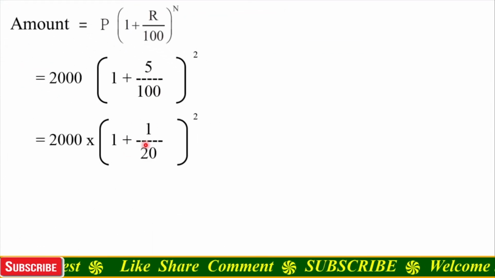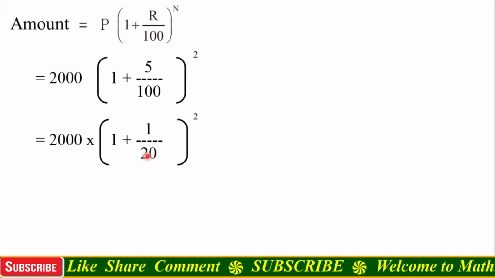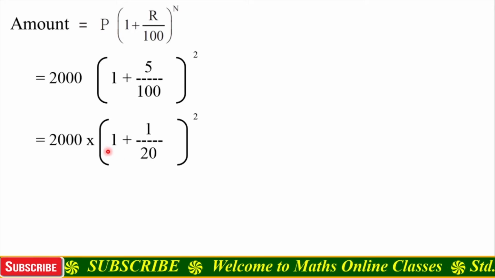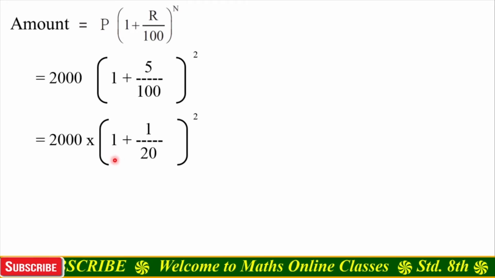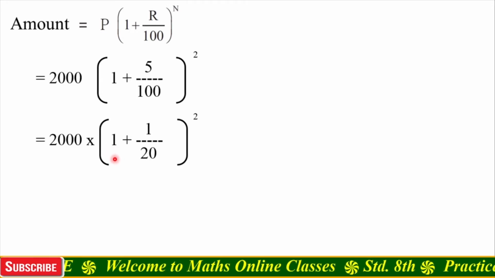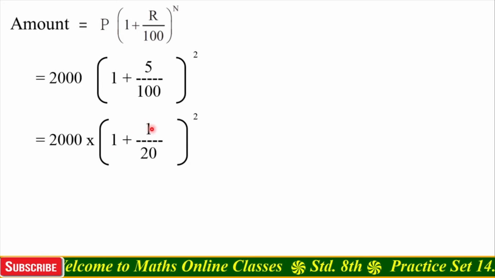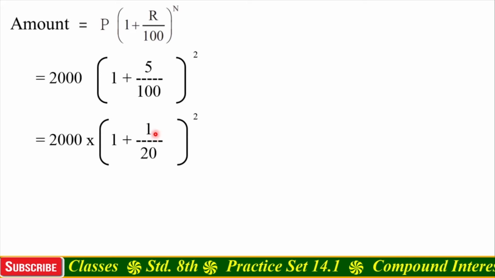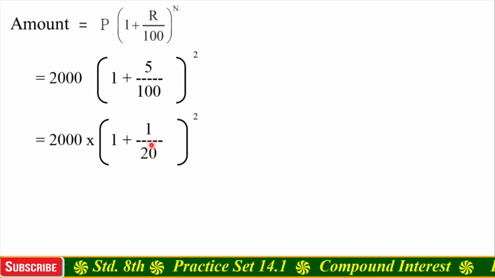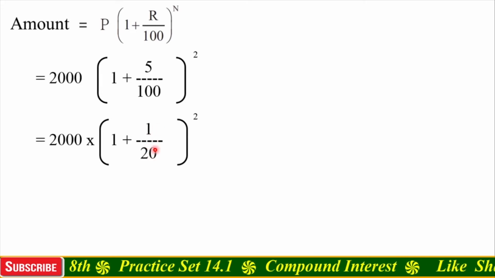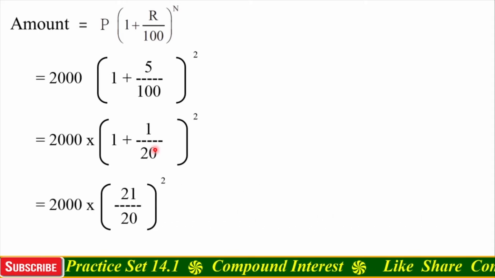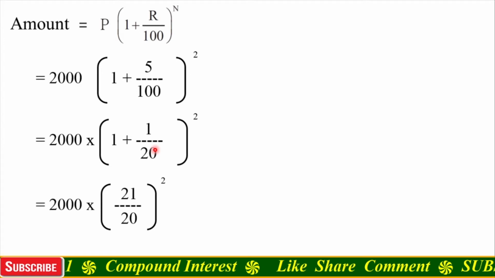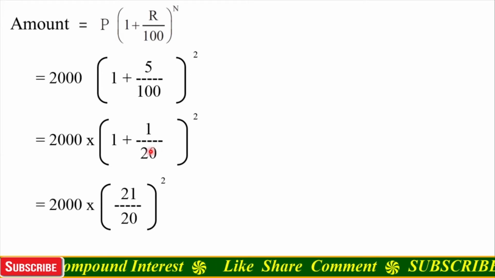In this bracket, we have to do cross multiplication. We have to multiply 1 with this 20, and here there is no denominator. We have to consider denominator 1. We have to multiply with this one. 20 into 1, 20, 1 into 1, 1, 20 plus 1 is 21, hence we get here fraction 21 upon 20. Therefore, 2000 multiply by in bracket 21 upon 20 raised to 2.